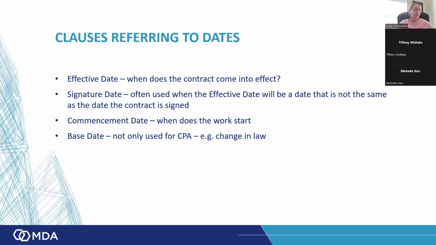Then another date that you come across a lot, and we do see it amended a lot, is the definition of a base date. So a lot of people are under the impression that the base date only applies to your contract price adjustment, but it actually doesn't. So for example, in your FIDIC contract, it says in the change in law clause that if any changes to the law occur after the base date. So the base date in the FIDIC is 28 days prior to the submission of the tender. So when you do see a base date, don't think it only applies to the CPA clauses. It may be applicable to other times within the contract as well.